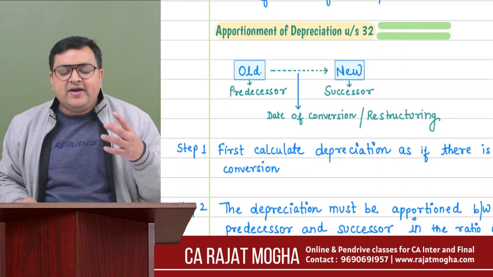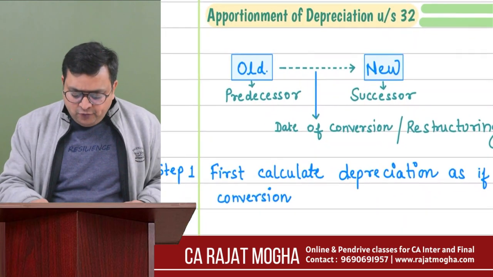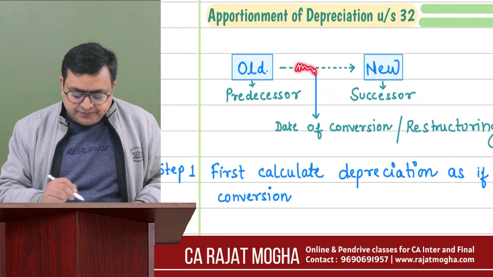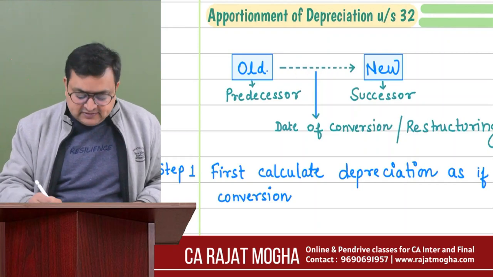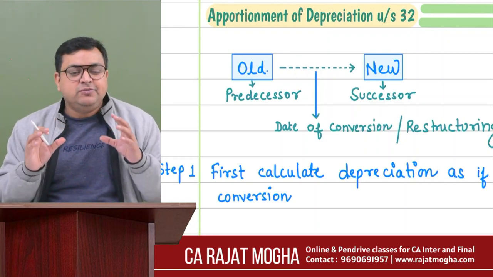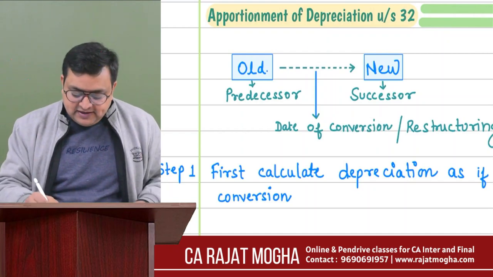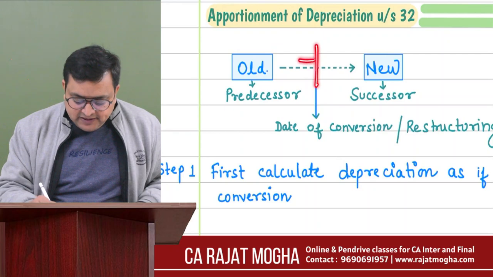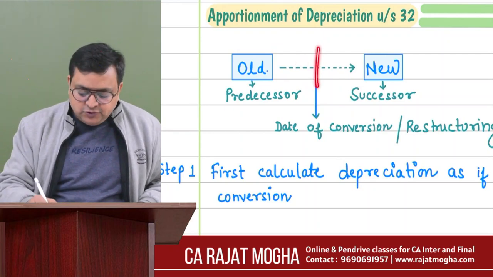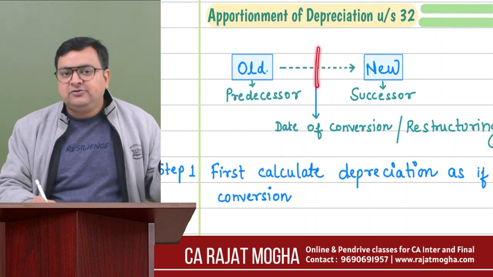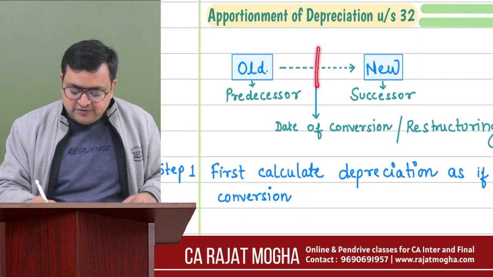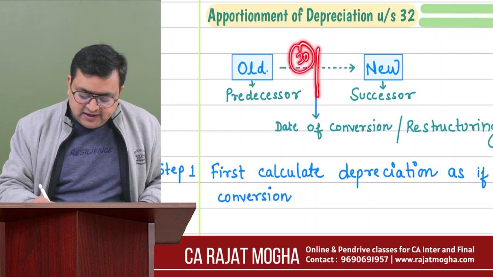And let's say any asset is purchased during this year, but before conversion. Should that depreciation be split? The answer is yes, because it was purchased before conversion and they have used it also. So please tell me the number of days it is used. Let's say it was purchased and put to use 30 days before conversion, so the predecessor used it for 30 days and the successor used it for, let's say, 95 days.